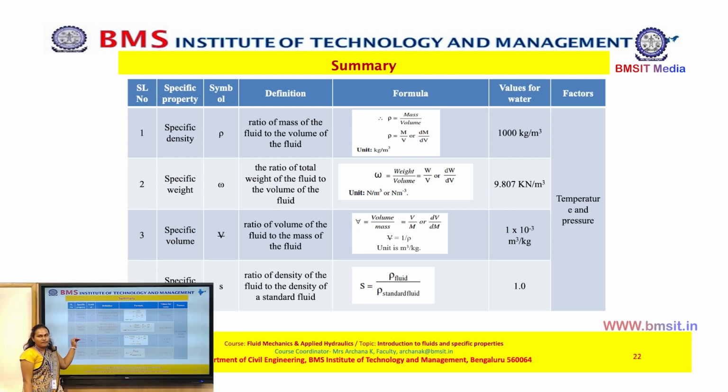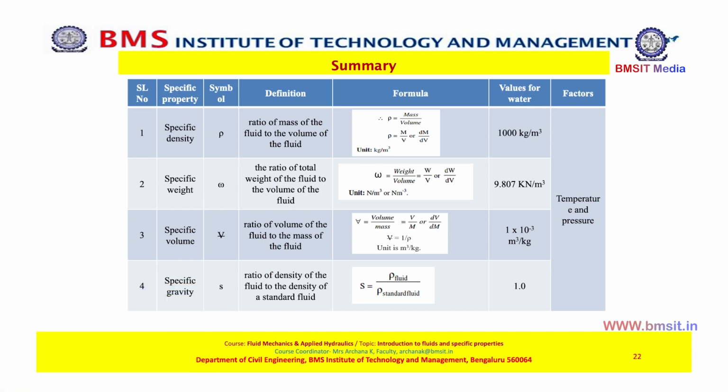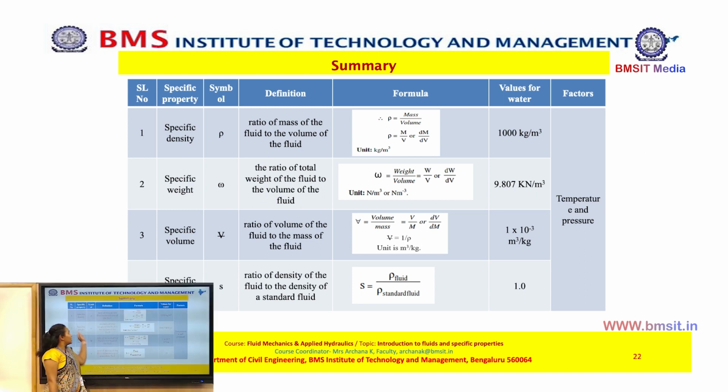The second property is specific weight, which is given by small omega, and it is the ratio of total weight of the fluid to the volume of the fluid. That is, omega is given as weight by volume, and the unit is Newton per meter cube. For water, it is 9.807 kilonewton per meter cube. The third specific property is specific volume, which is the reverse of specific density. That is, it is the ratio of volume of the fluid to the mass of the fluid. Hence, it is given by V by M, and the unit will be meter cube per kg. The value is 1 by 1000 or 1 into 10 power minus 3 meter cube per kg.